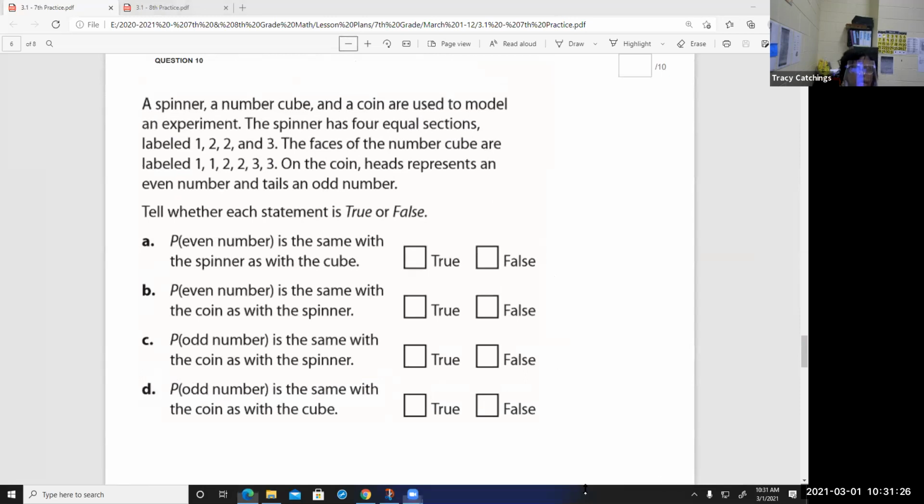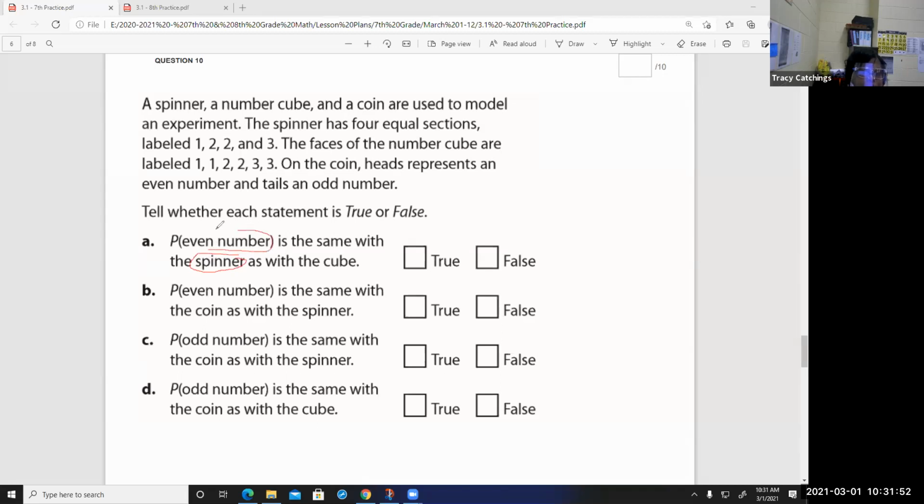All right, 10. A spinner, a number cube, and a coin are used to model an experiment. The spinner has 4 equal sections labeled 1, 2, 2, and 3. The faces of the number cube are 1, 1, 2, 2, 3, 3. On the coin, heads represents an even number and tails represents an odd number. A says the probability of an even number is the same on the spinner as it is on the cube.